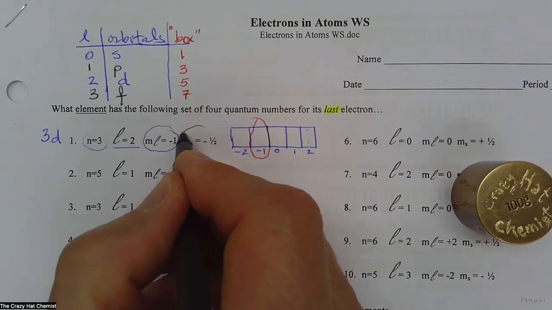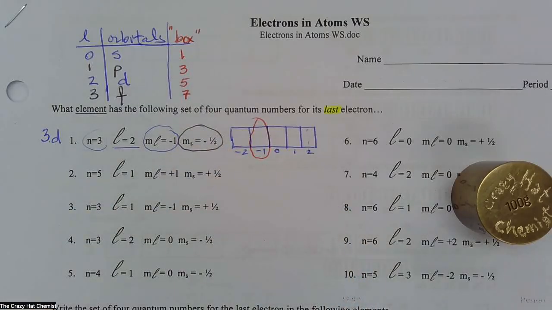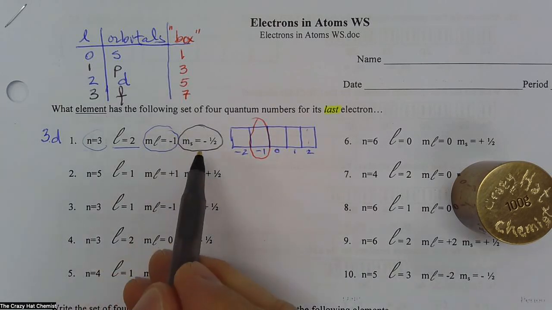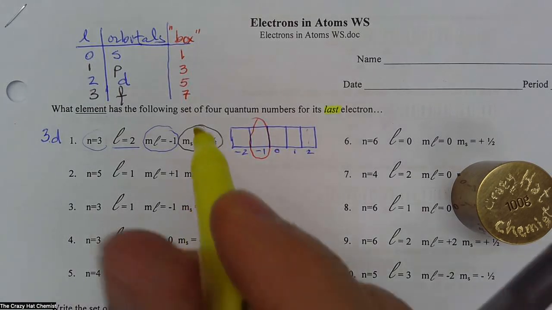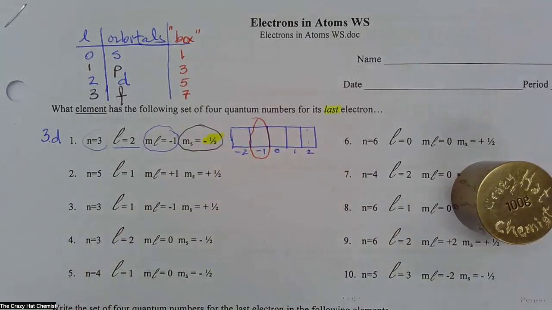You need to know that the m sub s value is the spin of the electron. When it is up, it's positive. When it's negative, it's down. So this one right here is a downward facing arrow. That is a counterclockwise spin. So you do need to understand that component to this.